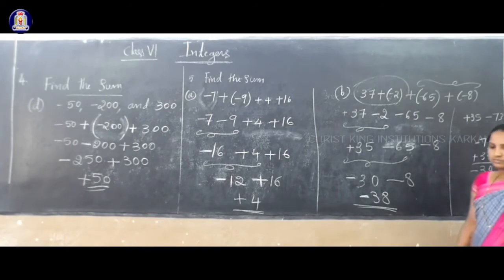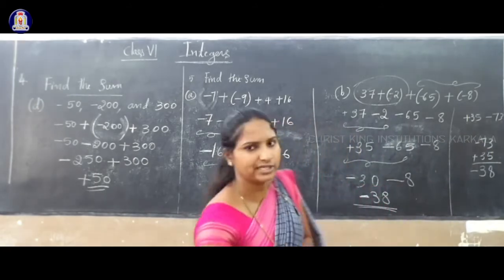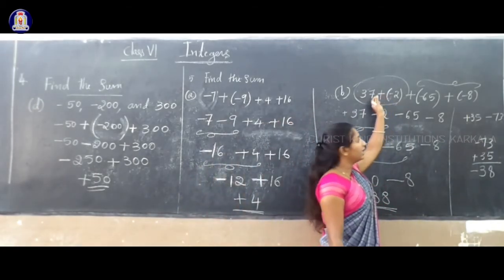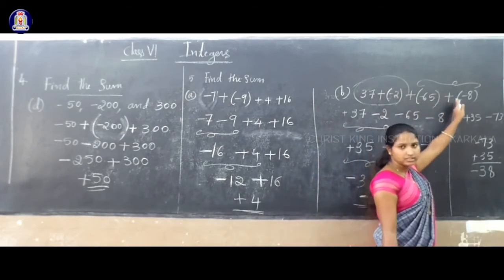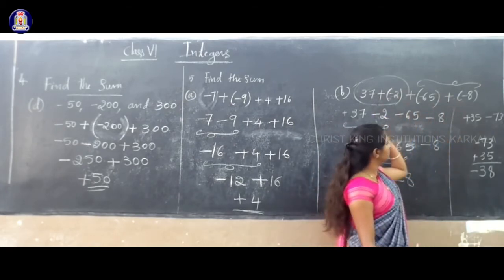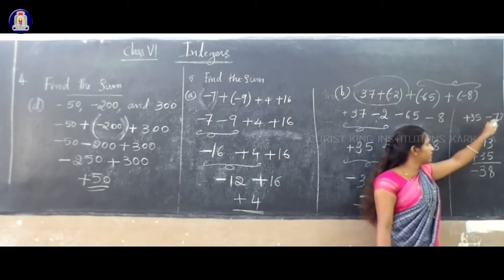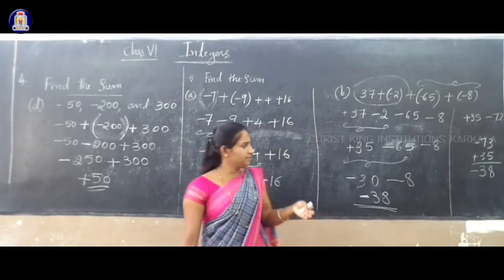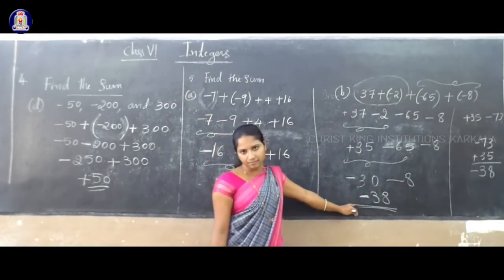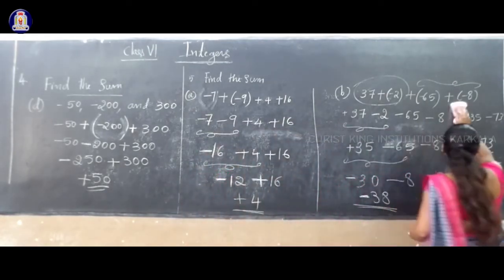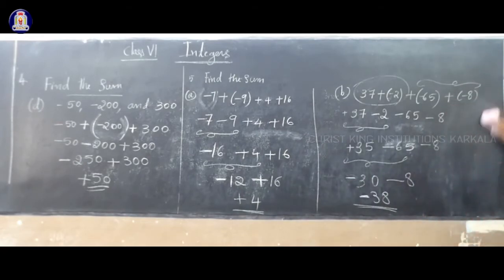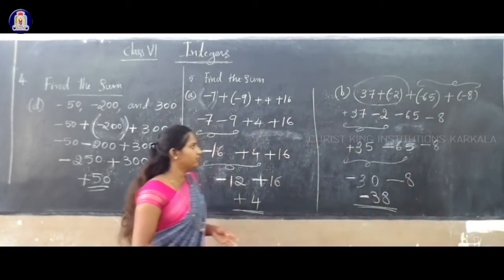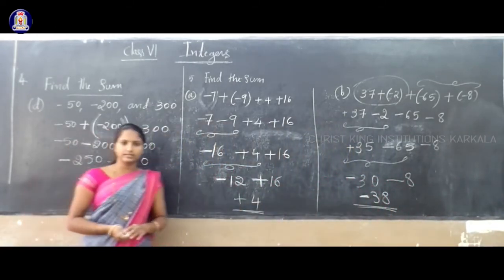So the answer is minus 38. You can do any method. You can consider the first two integers, solve them, and the remaining next two integers. Then finally you can simplify the answers. See, plus 35 and minus 73. If you simplify, you get minus 38. The method is different but the answer is the same. Okay? In integers, you can solve in any order. For writing integers, you should write the sign also. Clear? Sign is very important in this. Understood now how to add the sum.